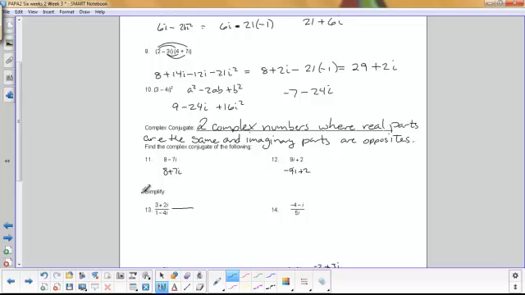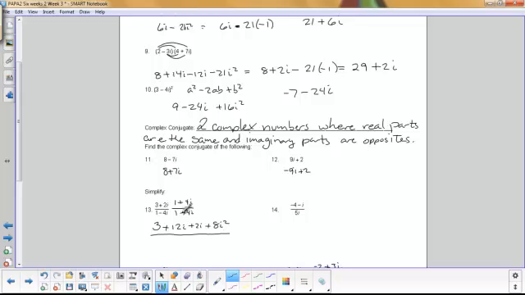In order to simplify a number that has an imaginary part in the denominator, we simply multiply the bottom and the top by its complex conjugate. So we multiply 1 plus 4i, 1 plus 4i. Now we're going to use those same rules of algebra that we used before, and we're simply going to multiply them together. That's going to be 3 plus 12i plus 2i plus 8i squared.